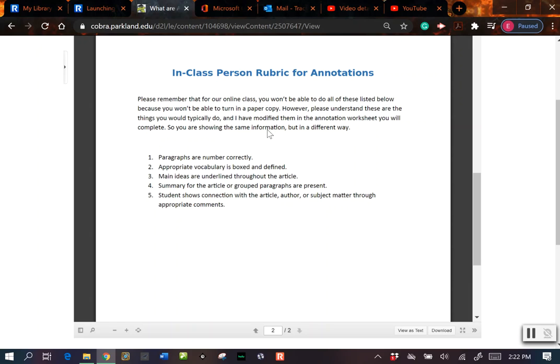Okay, so this is what I normally would grade if you turned in a paper copy, but since we don't have that, the annotation worksheet that's in the other folder that you'll complete for this week's article is asking similar questions.